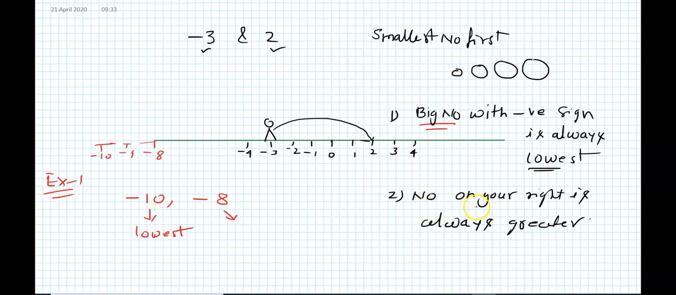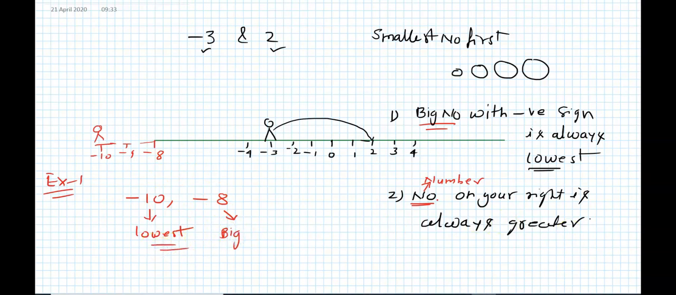And if you follow the other rule, the number on your right is always greater. If you follow the number line, if you stand on -10, the number on your right hand side is -8, so it is greater. So -8 is greater. So -8 is big.